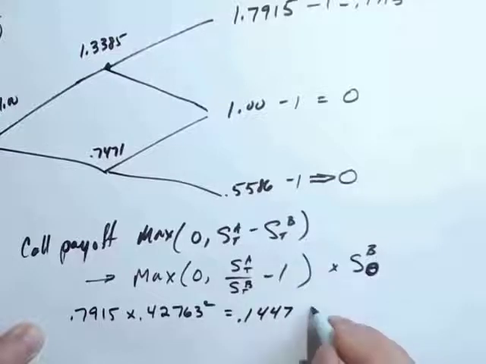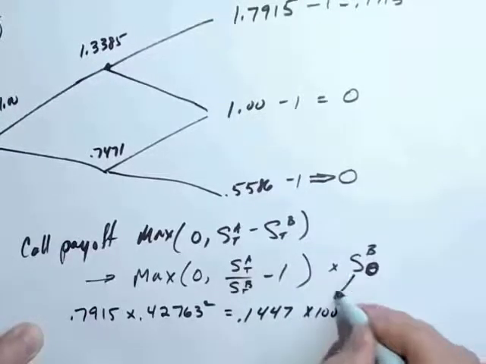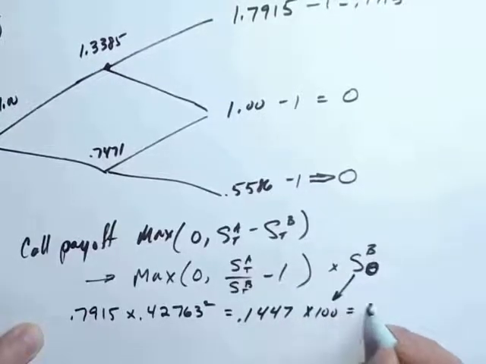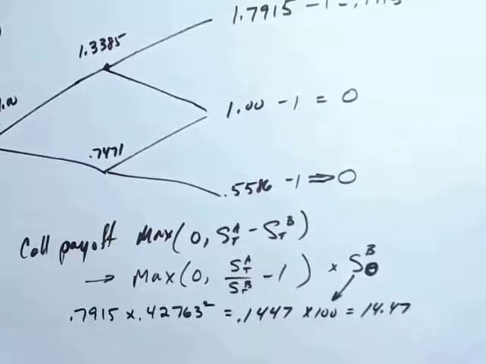Now multiply it by the 100 stock price at time 0. We come up with a price of $14.47 for this option. This option is worth $14.47. Given the correlation and the relative stock prices at this point in time, that's what this option is worth for a one-year option, one-year call. Pretty cool.